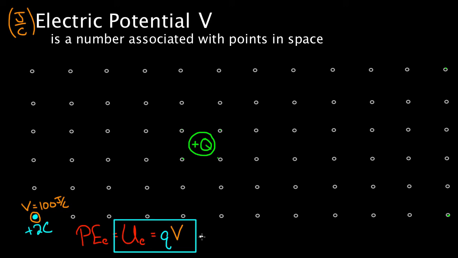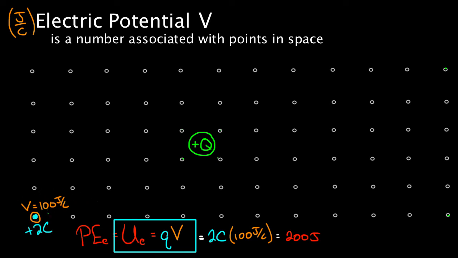So in this case, since I had 2 coulombs there, I'd take my 2 coulombs and multiply by 100 joules per coulomb, because that's the V value, and I'd get that there are 200 joules of potential energy now stored between these charges. So that's why we care about electric potential V. It's a way to figure out the electric potential energy for a charge that's placed at that point in space that has that V value.